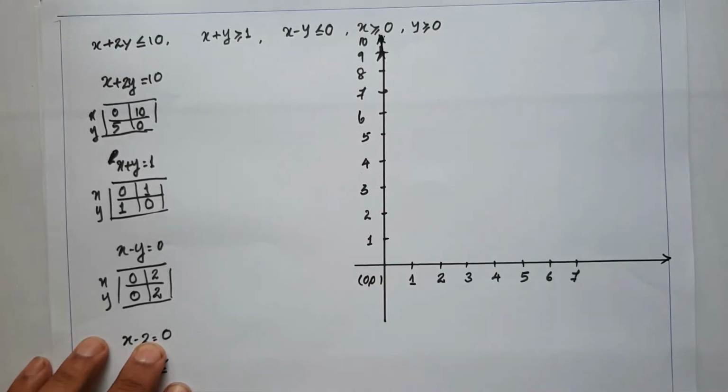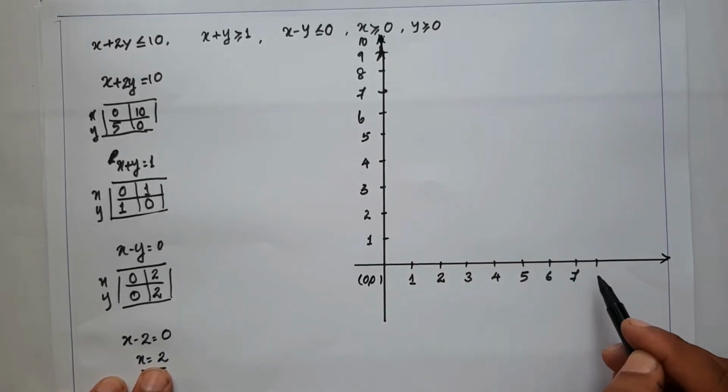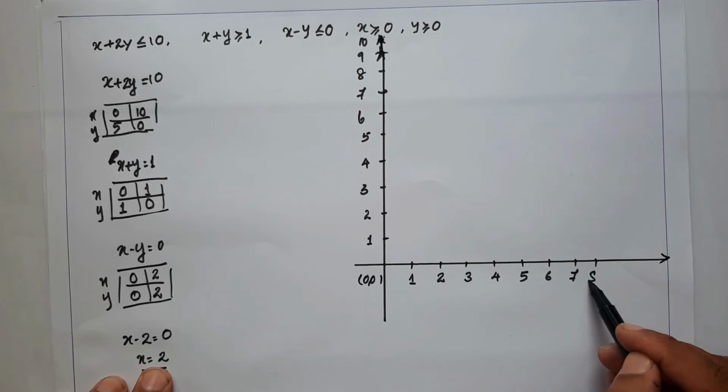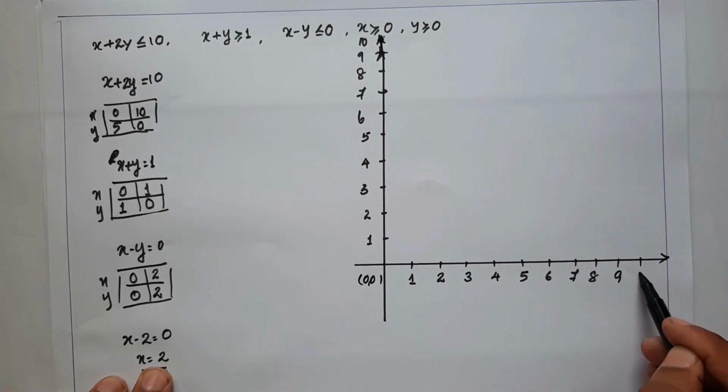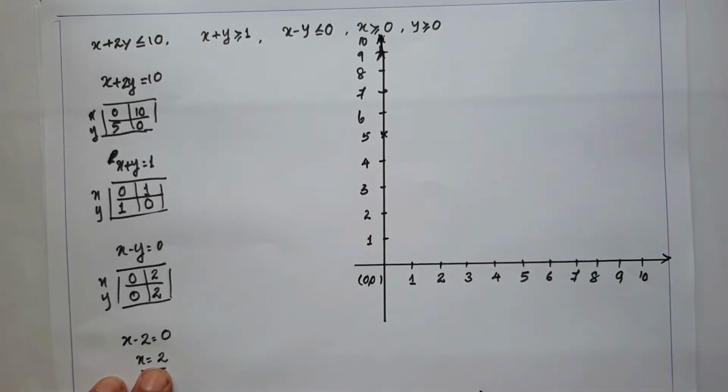So 10 is a main point. Okay, 0, 5: x 0, y 5. Okay, 10, 0: x 10, y 0.